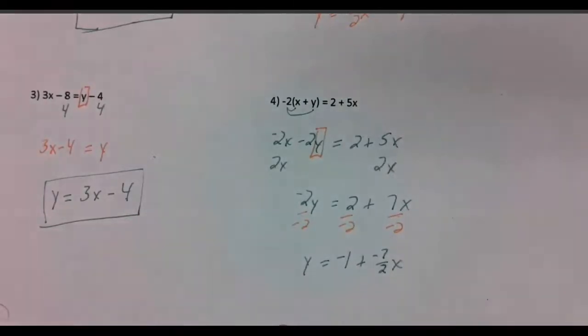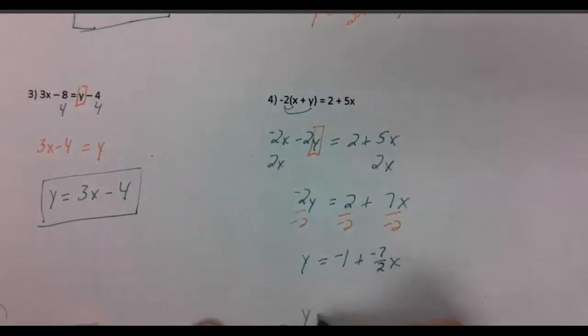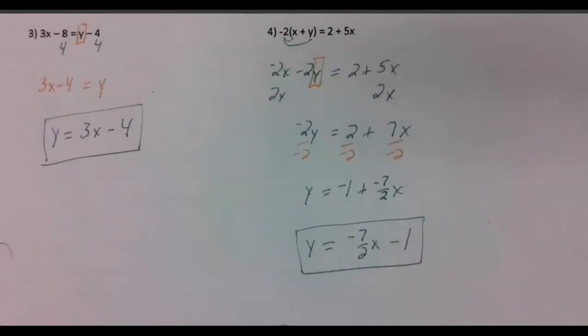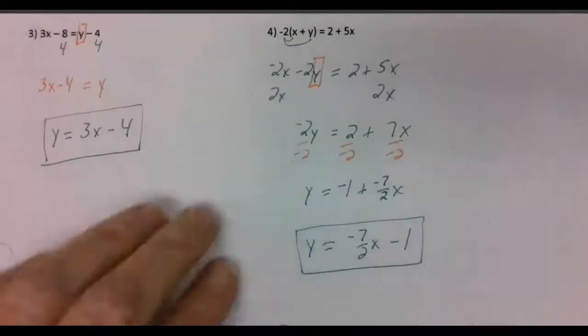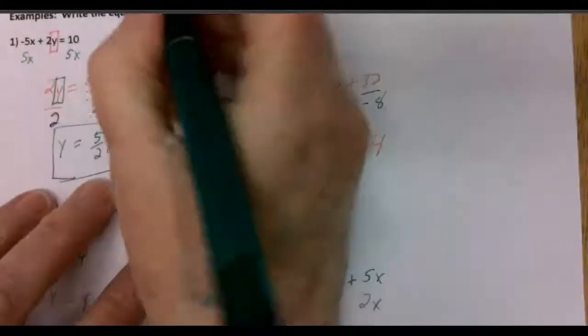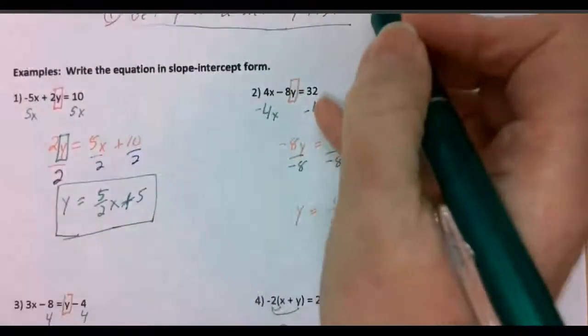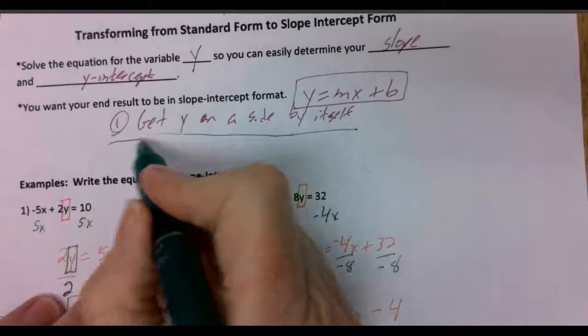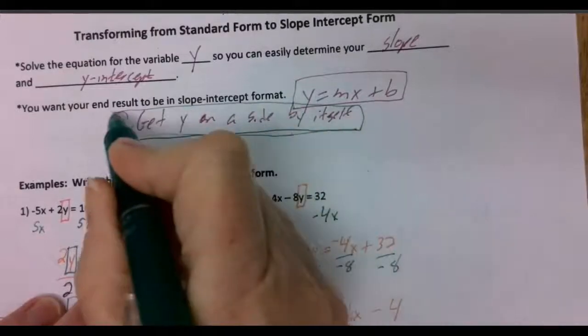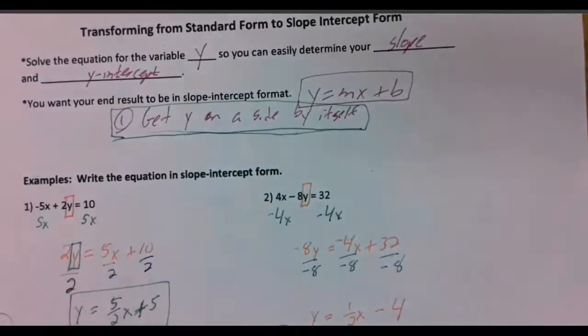Okay, that's not the right form. Look at that. That x is over here. So let's make it comfortable: negative 7/2 x minus 1. My final answer. Okay? So that is changing standard form to slope-intercept. And the whole thing is get y on a side by itself. Get y, that's our goal. I said number 1, then I didn't put a 2 or a 3 because that's your whole goal.